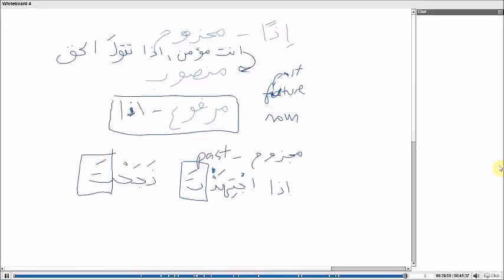It can take the place of idhin with the noon in the future and make it mansoob, or it can go before a past tense verb and make it majzoom with a sukoon, or it could go before a noun and be marfu', and they both kind of mean the same thing, right? But as far as meaning goes, their usage is different according to what we showed here today. Is it clear? Yes.